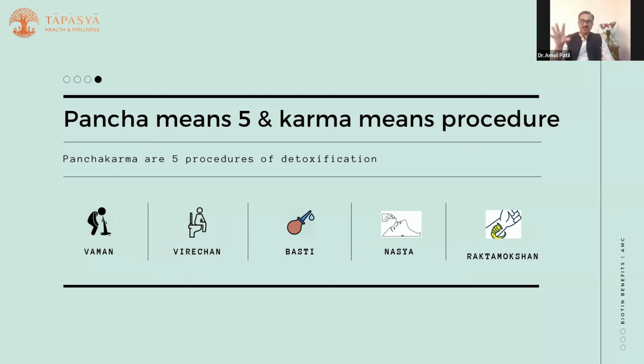This entire process or the concept of detoxification is called Panchakarma. Now, Pancha means five and Karma means procedures. So they are most importantly five main procedures which detoxify the body. And there are two more important procedures which are prerequisites of these Panchakarma. So they are namely Vaman, Virechan, Basti, Nasya, and Raktamoksha.